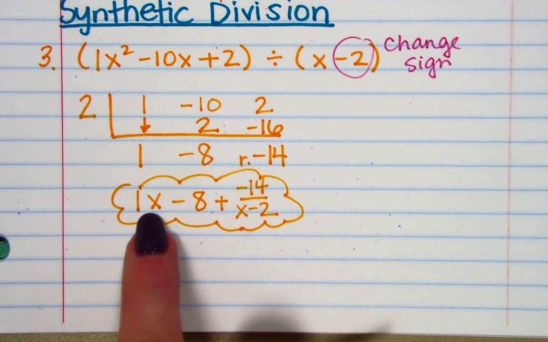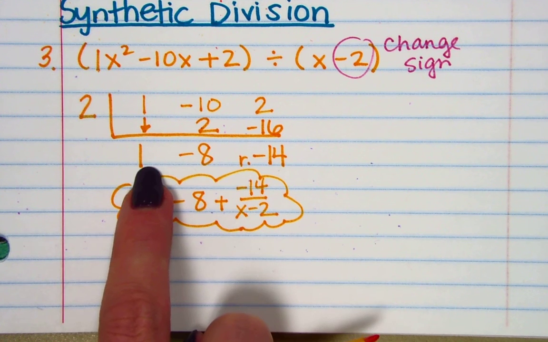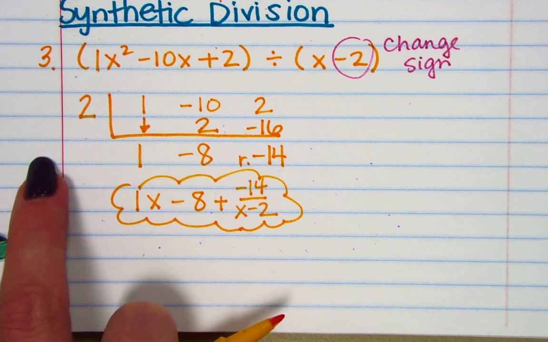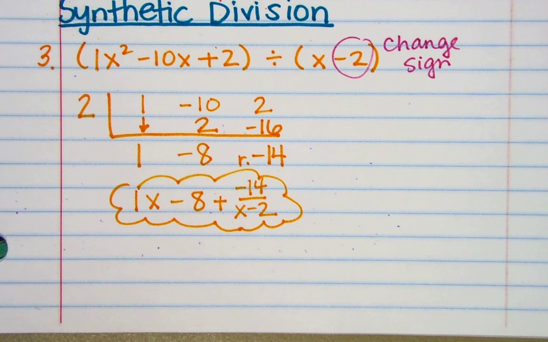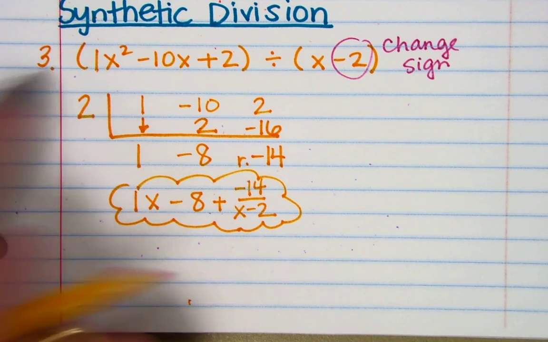Okay, so it would be x minus 8. Again, you can go backwards. Remainder, constant, x. If it keeps going, it'll be x squared, x cubed, x fourth, however many there are. Okay, it should start out one less x than you have in the problem that you started with at the beginning.